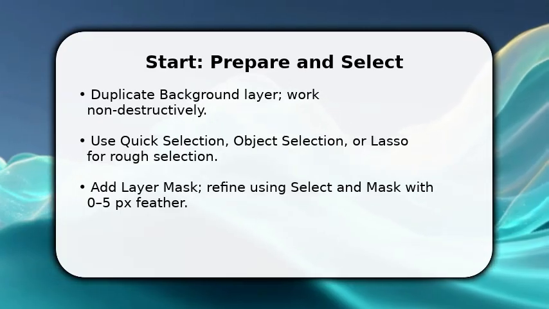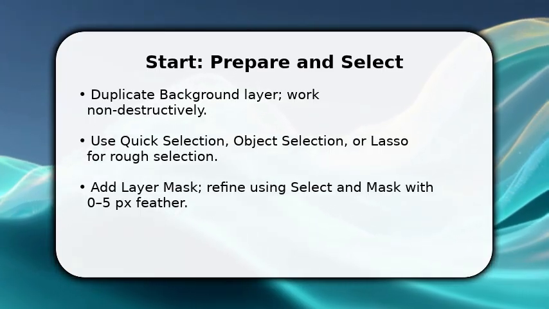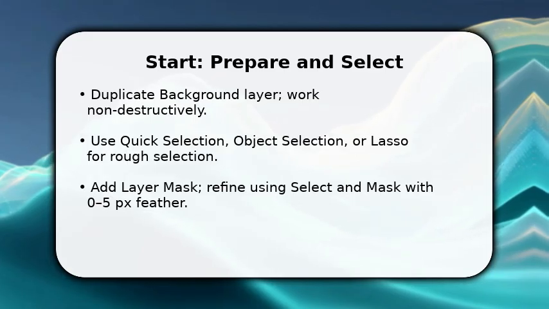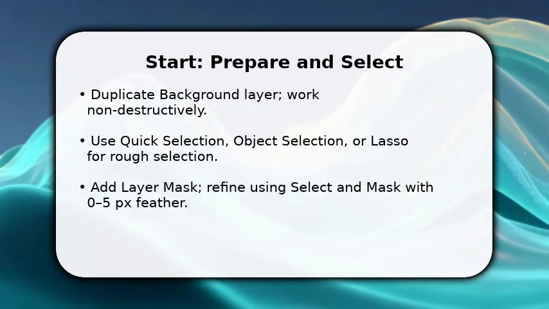You start by duplicating the background so you can always revert. Next, make a precise selection. Quick selection for clear edges, lasso for manual control, or object selection for distinct subjects.